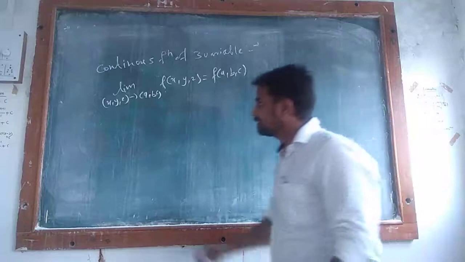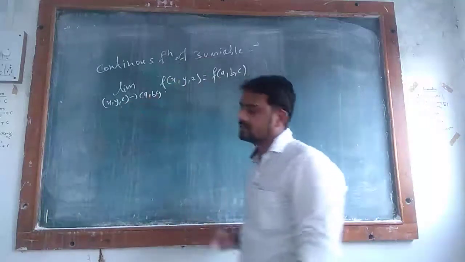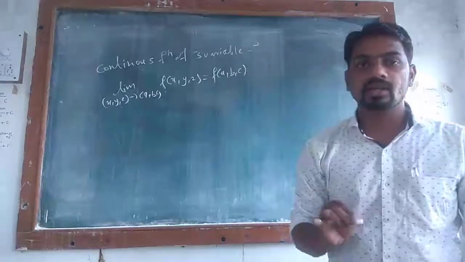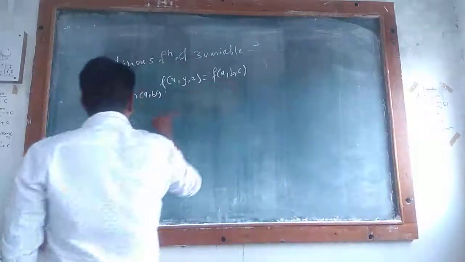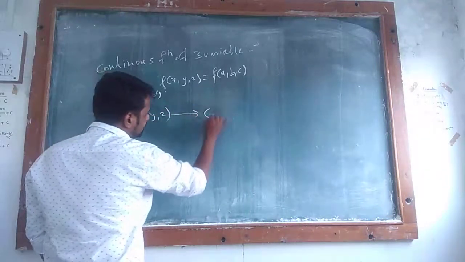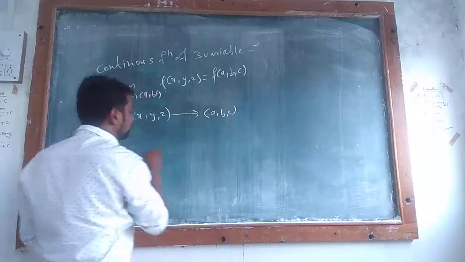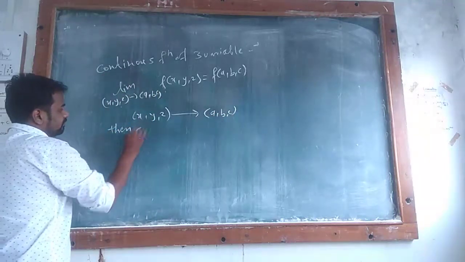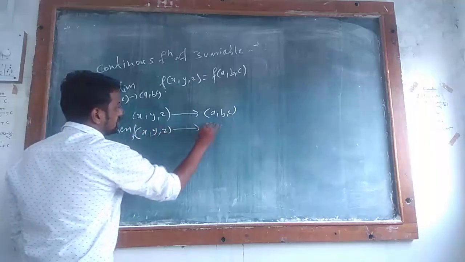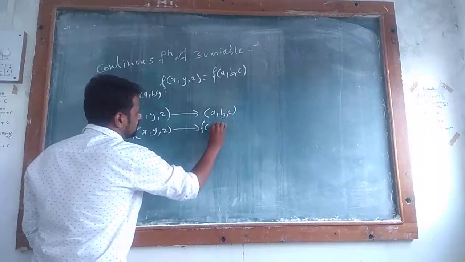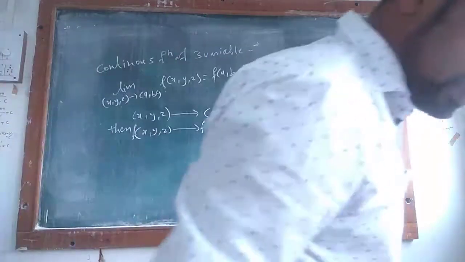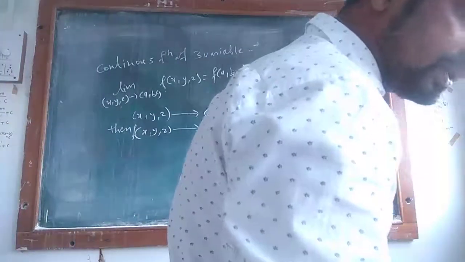It means that if (x, y, z) tends to (a, b, c), then f(x, y, z) tends to f(a, b, c). Then this function is said to be a continuous function of three variables.